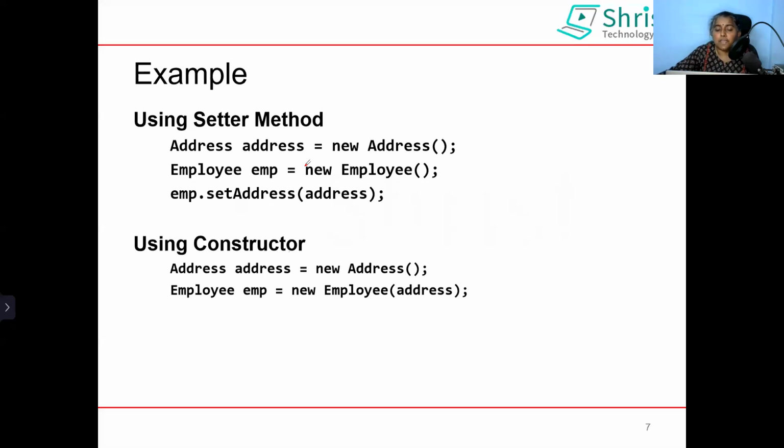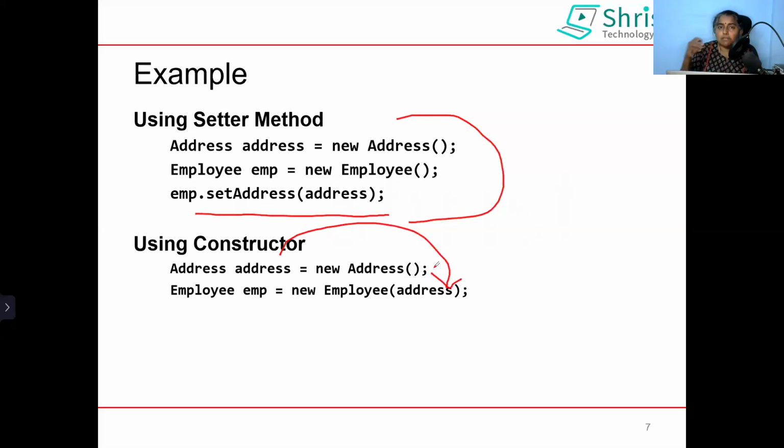Now see, if I am using a setter method, if it is Java, how will you write it? Address is equal to new Address. Then create an employee object. Then call the setAddress method. If it is using a constructor, then first you create an address object, then you create an employee object, and inject the address object into employee. My dear guys, if you are working with Java, this is what you will be doing.